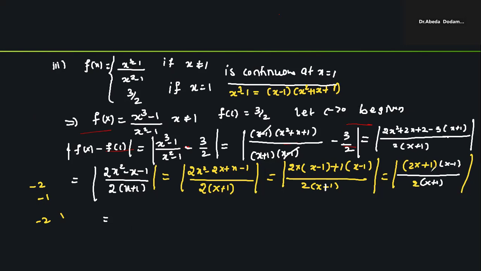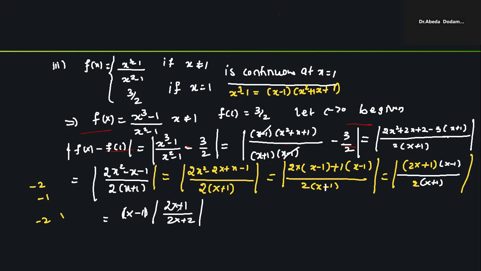Now from here, because this also has a coefficient of 2, what I do is I'll take this x minus 1 out in the modulus, and we are left with 2x plus 1 upon 2x plus 2. Okay, this is what we have. So this is 2x plus 1 divided by 2x plus 2.